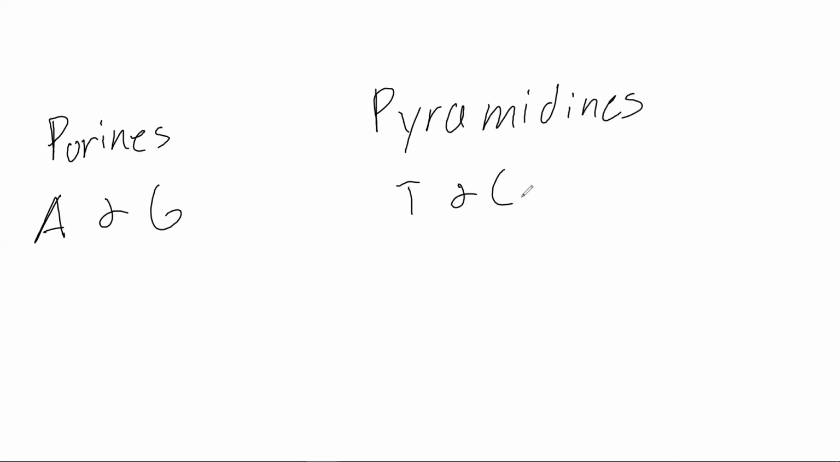Remember that A bonds to T with 2 H bonds and G bonds to C with 3. There's a double bond on A and T, there's a triple bond on G and C, and that has to do with structure.